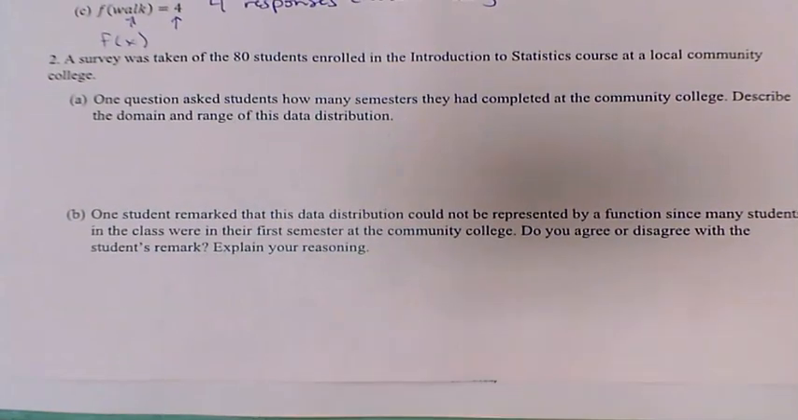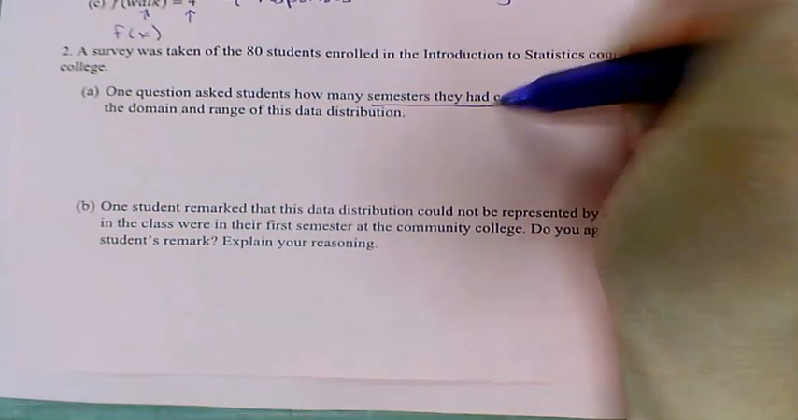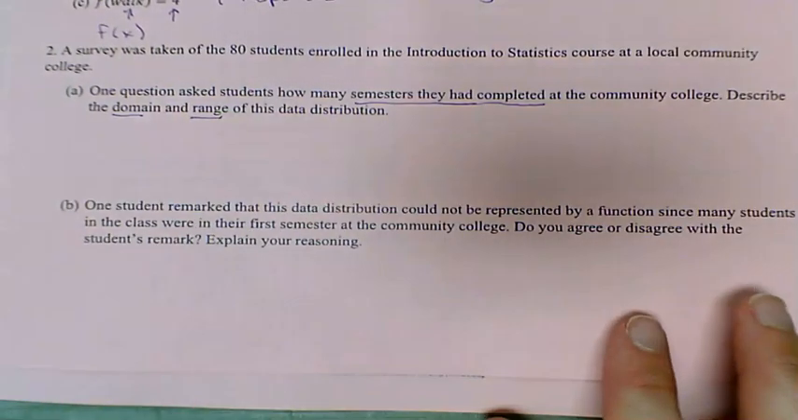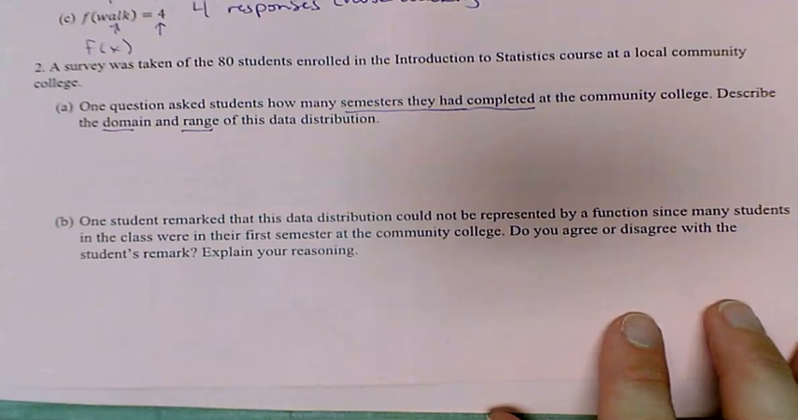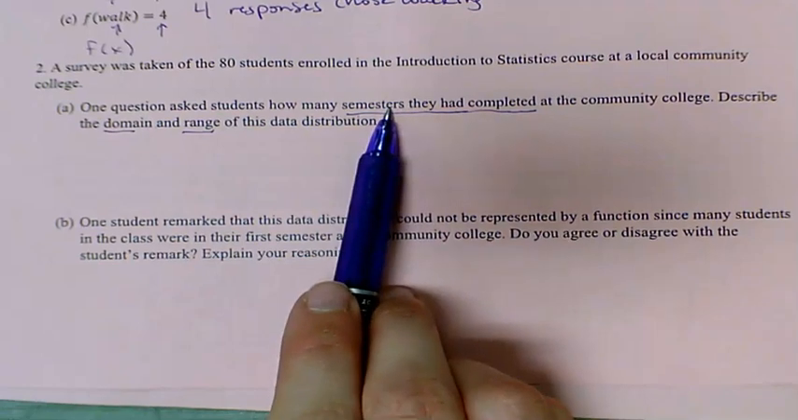Number 2 says, a survey was taken of the 80 students enrolled in the Introduction to Statistics course at a local community college. One question asks students how many semesters they had completed at the community college. Describe the domain and range of this data distribution. So the question is about semesters completed at the community college. And then we need to describe the domain and the range. So again, if I were going to put this in a frequency bar graph, my domain would be what I'm measuring, and then my y value, my range, would be my frequency, right? So what I'm asking about is the number of semesters they had completed.